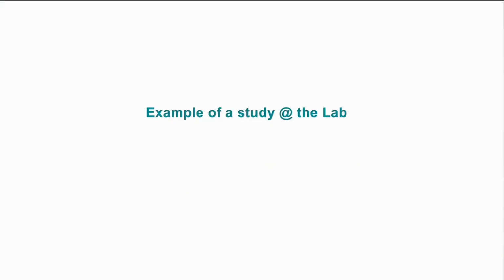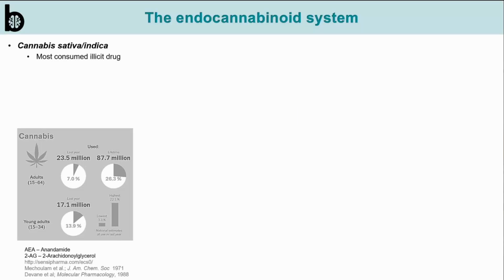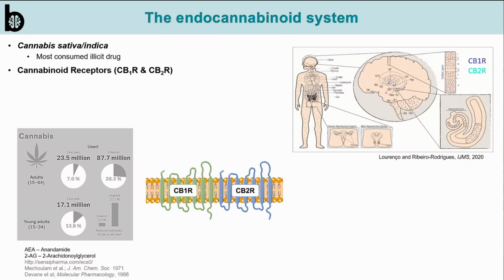And I want to briefly give you an example of how we can study this in the lab. I have a published work from some years ago. We were really interested in studying the endocannabinoid system. We probably know that cannabis is the most consumed illicit drug. In some countries it's licit, but in most it's illicit. We have endogenous cannabinoids, and cannabis activates mainly two types of receptors, CB1 and CB2 receptors, that are widely expressed in the brain.